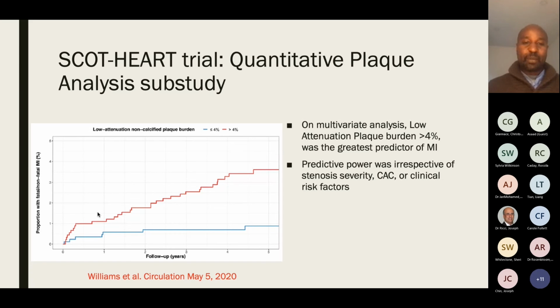And that's what you're seeing on this Kaplan-Meier curve. The red line is people whose low attenuating plaque burden is greater than 4% compared to the blue line where it's less than 4%. And again, this is felt to be the highest risk soft plaque because it represents a component of necrotic core.